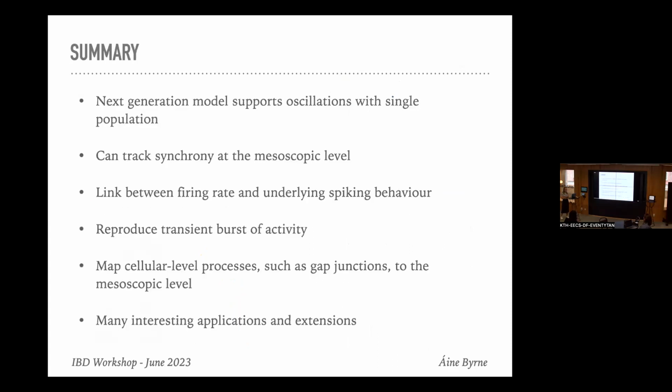Okay, so just to summarize, these next generation neural mass models, well, myself and my collaborators think they're great. And they support oscillations in a single population. We can now track synchrony at the mesoscopic or population level. We have a link between firing rate and the underlying spiking behavior. We'll be able to reproduce certain things like the beta bursts and the beta rebound, and we can map the cellular level processes to the mesoscopic level. And there are many exciting applications and extensions to come.